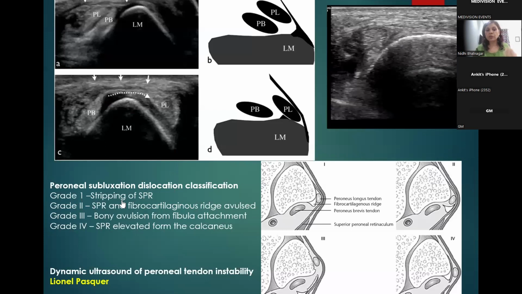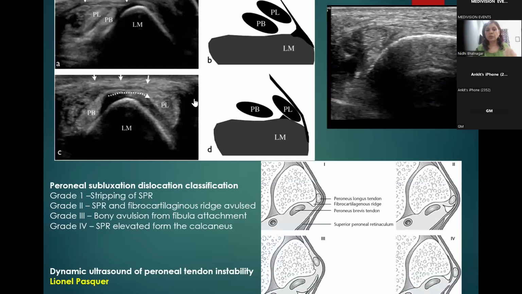Grade 1 is when there is just this stripping of the SPR, it doesn't really go away, and the fibrocartilaginous ridge is intact. This is right there, and the tendon slips anterior to the fibular styloid. The second is, of course, where they get avulsed from the fibular styloid. Then there is a bony avulsion also. And grade 4 is when there is a distal avulsion. That means it avulses from the calcaneus. Again, that triangular fibrocartilaginous ridge.